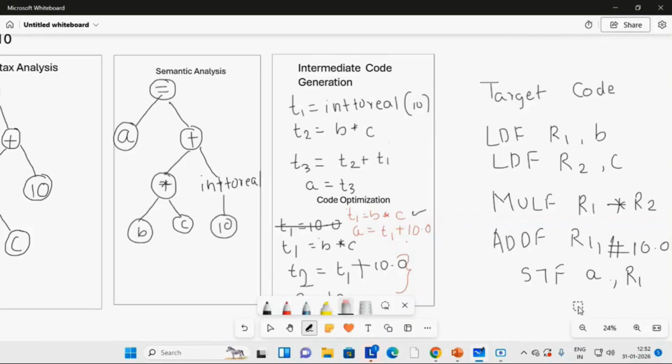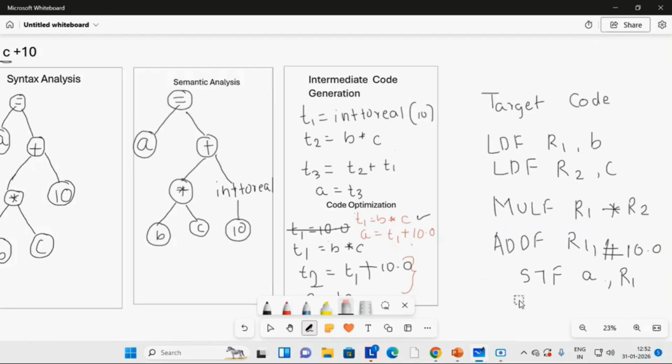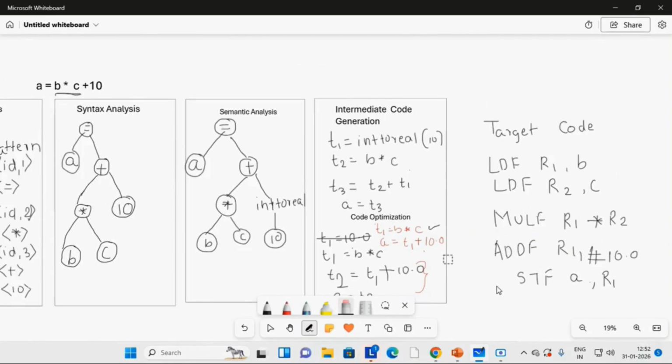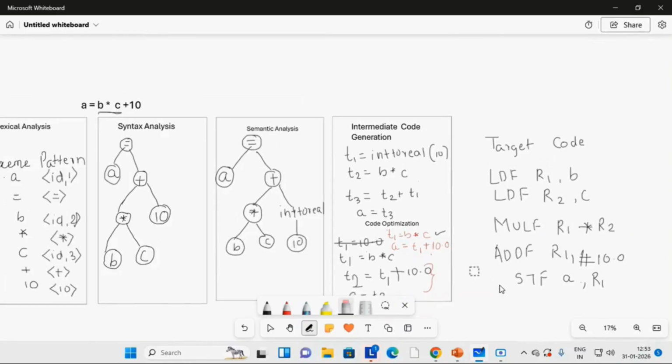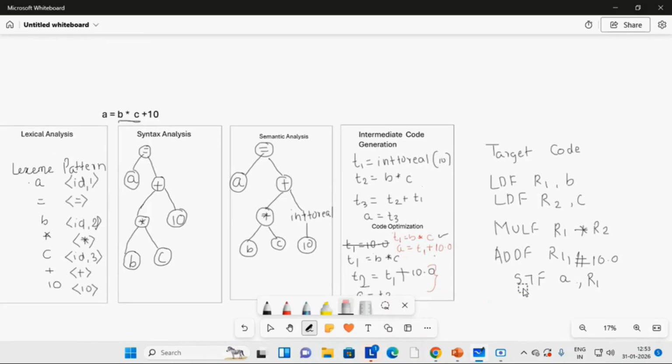Okay, so I'll try to put the screen together. If you observe, the entire solution is on the screen: lexical analysis, syntax analysis, semantic analysis, intermediate code, code optimization and then the target code.